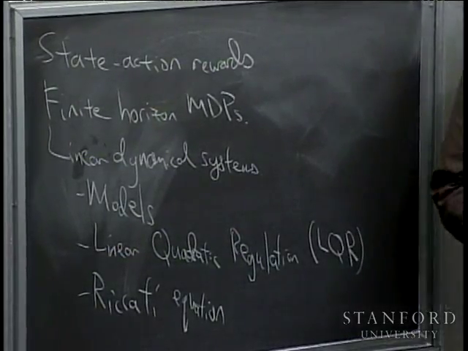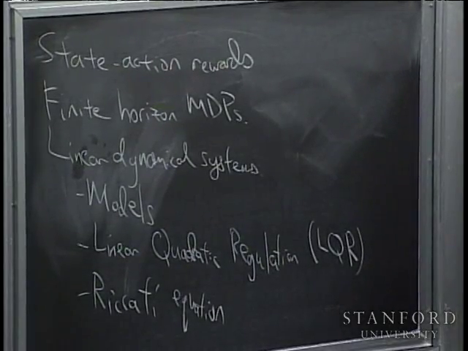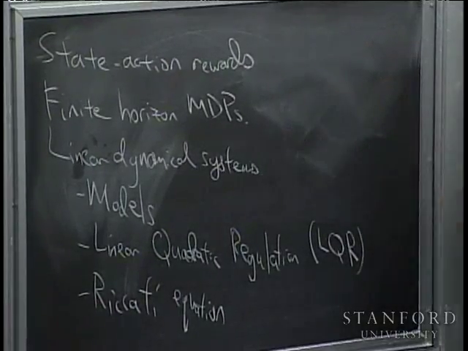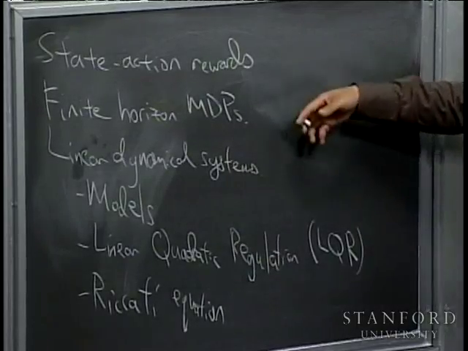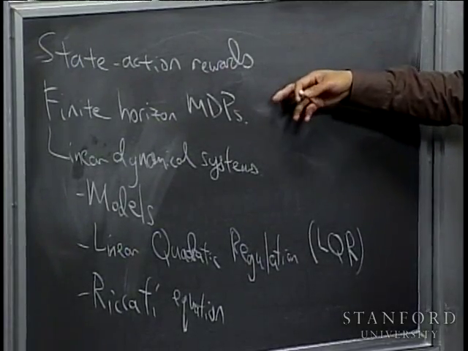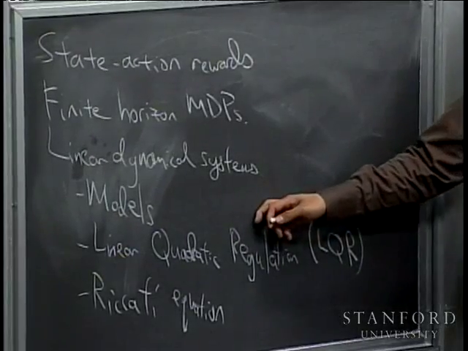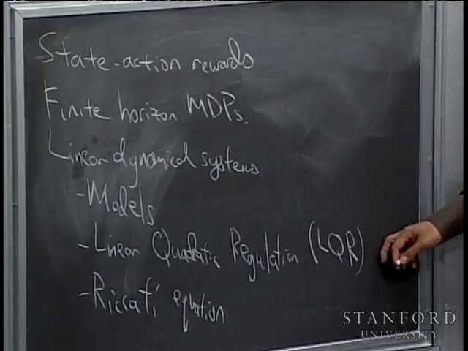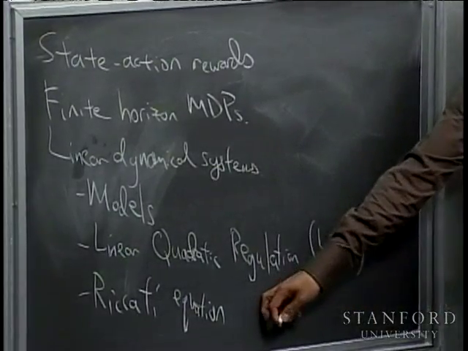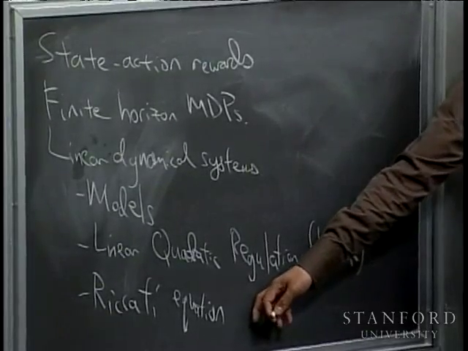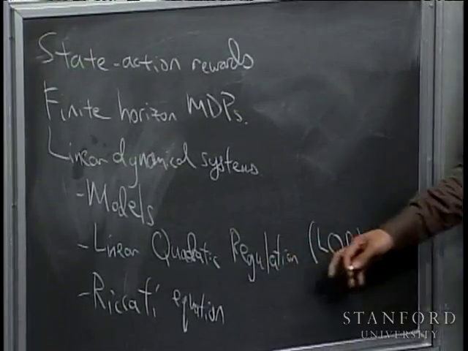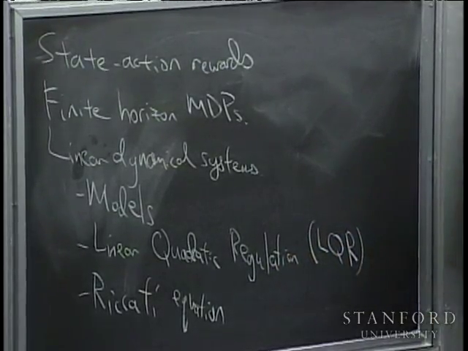So concretely, what I'll do is first start by talking about a couple of different variations of MDPs that are slightly different from the MDP definition you've seen so far. These are pretty common variations. One is state action rewards and the other is finite horizon MDPs. And then using this slightly modified definition of an MDP, I'll talk about linear dynamical systems. Spend a lot of time talking about models for linear dynamical systems, and then talk about LQR, or linear quadratic regulation control, which will lead us to something called the Riccati equation, which is something we will solve in order to do LQR, linear quadratic regulation control.